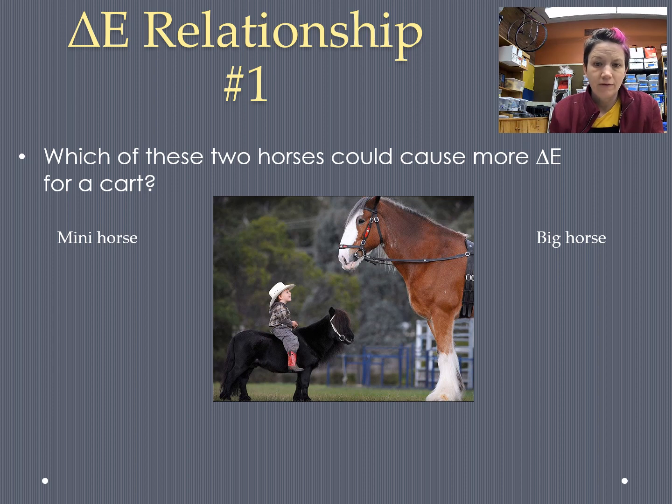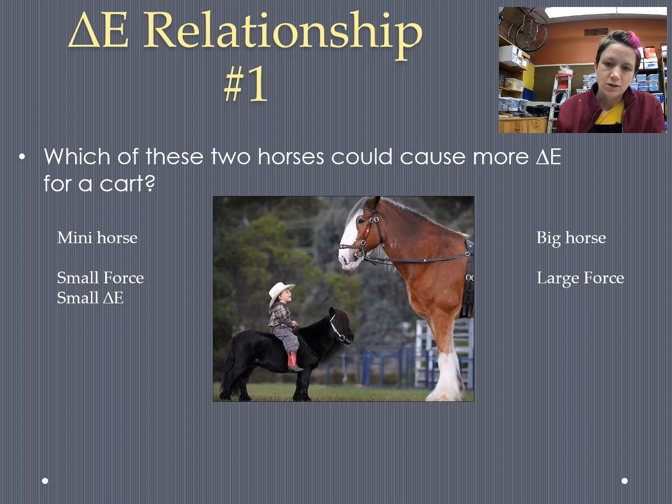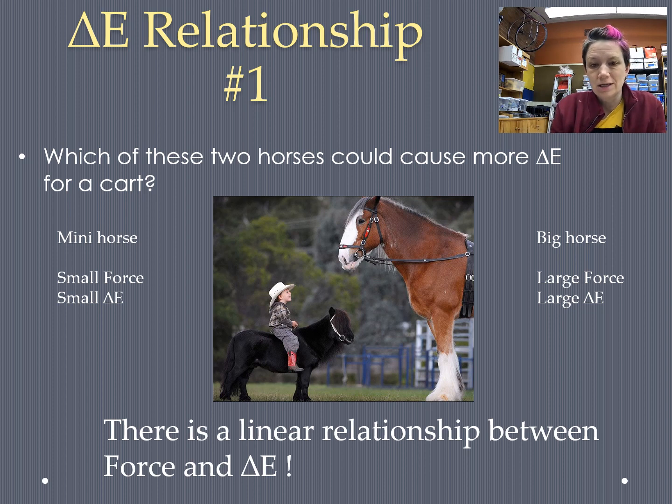The question for the first one is, if you had two horses, which one would change the energy of a cart more? Now, this is pretty obvious. If you look at it, the mini horse is only going to be able to exert a small force on the cart that it's pulling. Therefore, it's likely to change the energy of the cart a little bit less. A big horse is going to exert a large force and therefore cause the energy of the cart to change a lot more. So in general, the more force an object is exerting into a system or out of a system, the more energy that system is going to gain or lose. Therefore, there is a linear relationship between a force and delta energy.